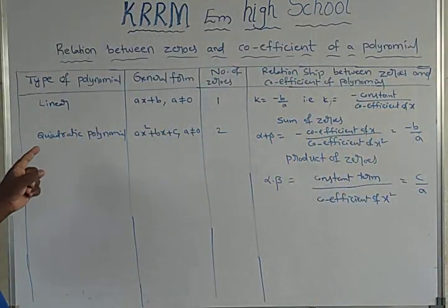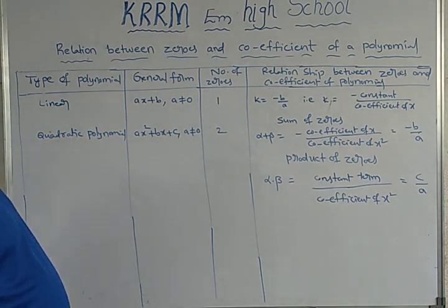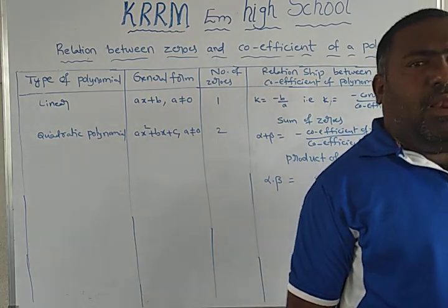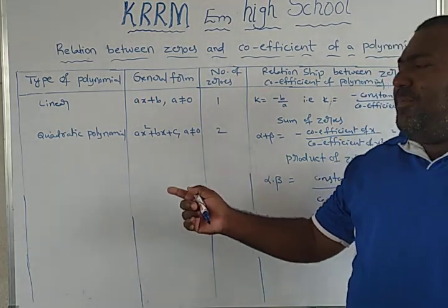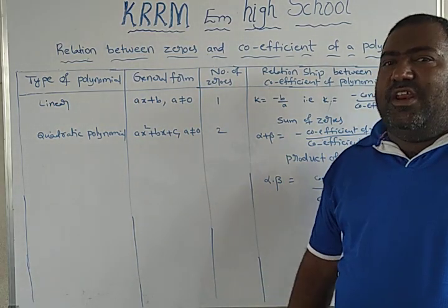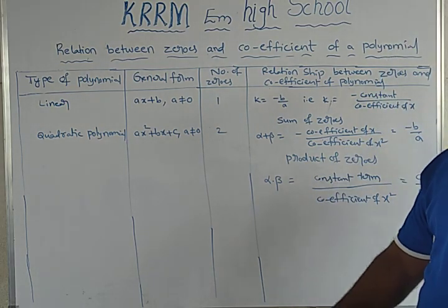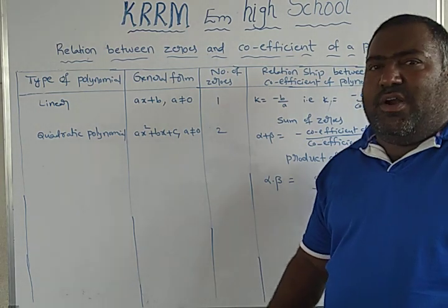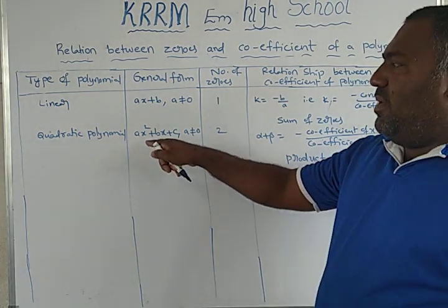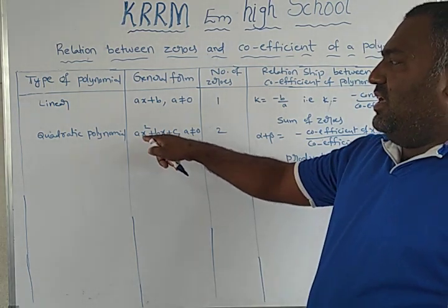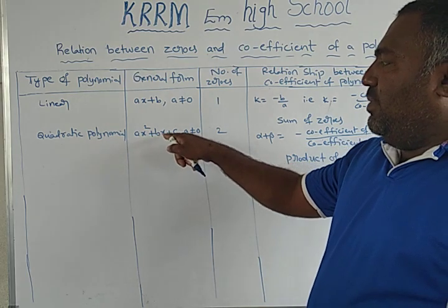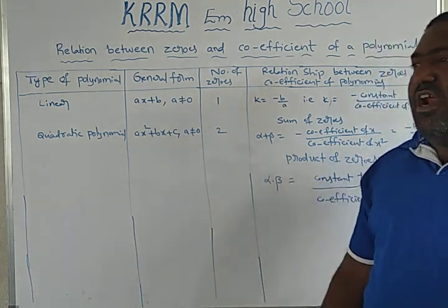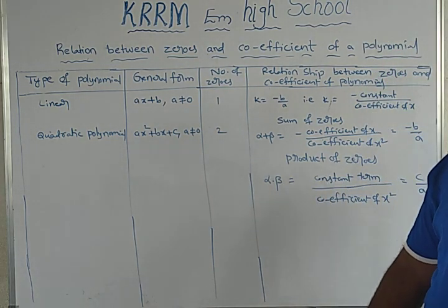Then after that, the quadratic polynomial. So what is the relationship between zeros and coefficients of a quadratic polynomial? A quadratic polynomial has degree 2, so it has 2 zeros. What is the general form of a quadratic polynomial? The general form of the quadratic polynomial in variable x is ax square plus bx plus c, where a is not equal to 0. This is called the standard form of a quadratic polynomial in variable x.